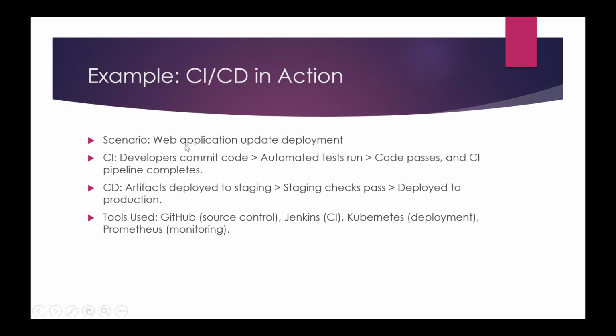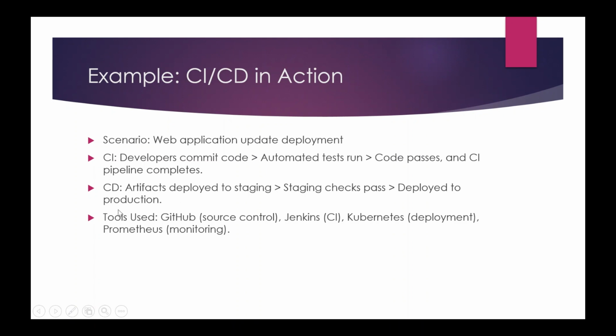This is one example of CI/CD. Suppose you have to deploy one web application. In the CI part, developers will commit code, automated tests will run, the code will pass, and the CI pipeline will complete here. In the CD pipeline, the artifact is deployed to staging, and staging checks pass, that is, the test cases or automation testing. Once this is passed, it will be deployed to production as well. This part will constitute the continuous deployment.